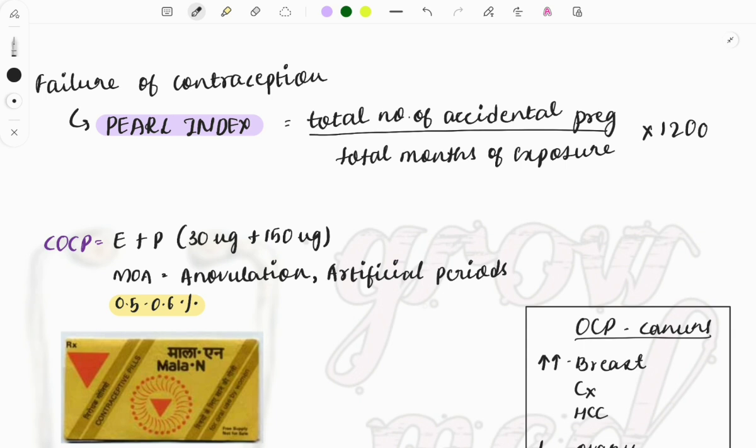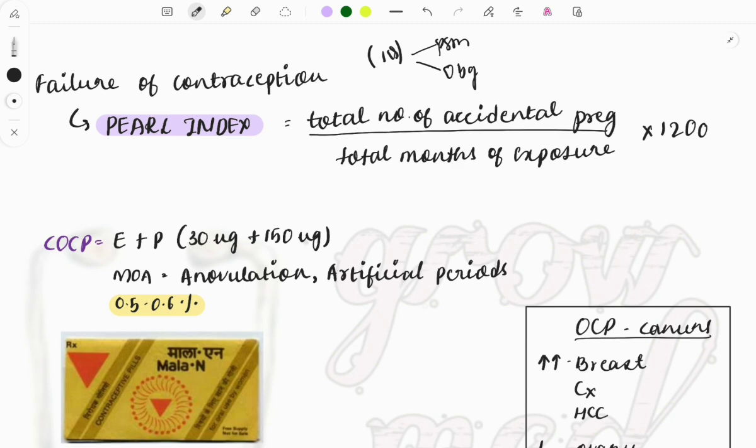Today's topic is contraception, and if you analyze the past years, one question from contraception will surely be there, because it comes in PSM, then OBG, and the drugs come under pharmacology. So mechanism of action and dosage are all important. Let's have a look at all the things.